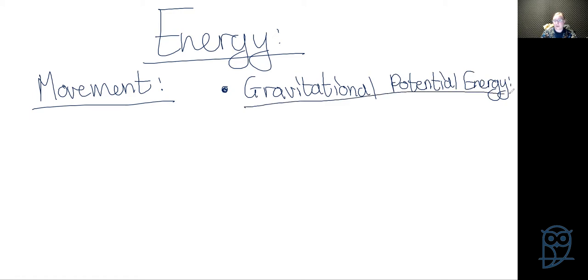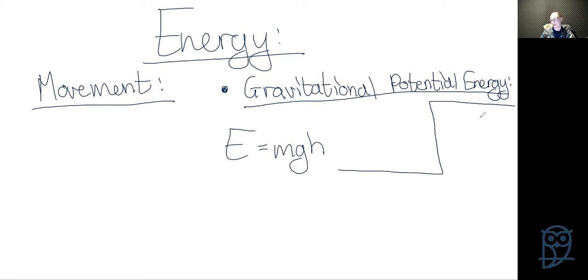So if I have to break this down, this is essentially the potential that something has to release some energy due to gravity. So I'm going to put an equation here. You guys don't need to know the equation. I just want to explain it a bit. So this E is the energy. This M is the mass of an object in kilograms. G is our gravity. And H is how high we put the object.